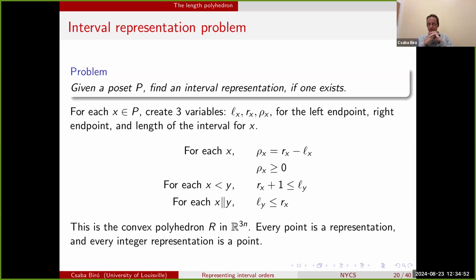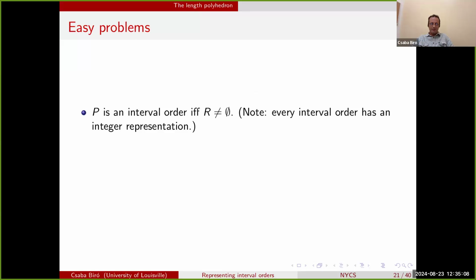Every point of this polyhedron is actually a representation of the poset, and every integer representation of my poset is a point, because every integer representation does satisfy this requirement that two comparable elements are separated by at least unit length. So this is something that we can work with. We can detect easily if P is an interval order, because now we just have to figure out if this polyhedron is non-empty. If you're worried about the fact that this does not contain every representation, it's not really a big deal because every interval order does have an integer representation. This is not hard to see.